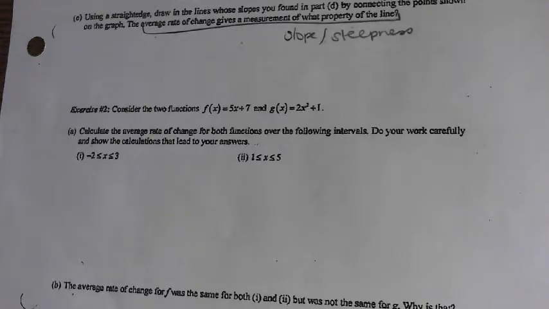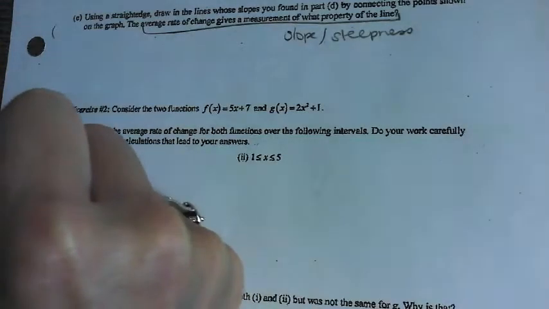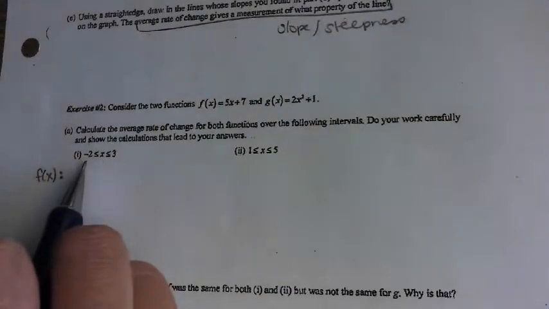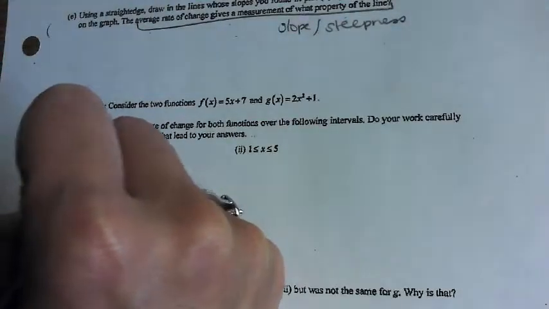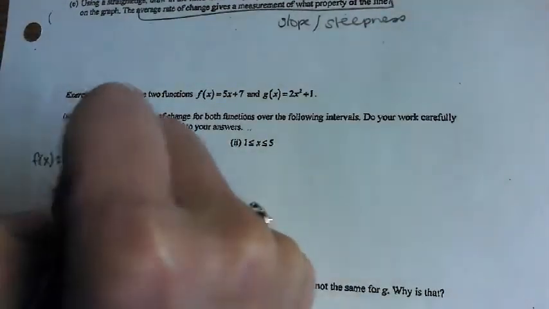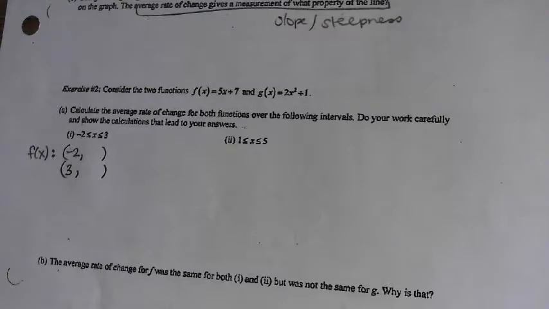Okay? So, starting with f of x. Before we can calculate the slope, we need to find the points. So, your interval is from -2, so that's -2 comma something, to 3. That's 3 comma something. How do I find the y coordinates that pair with those? Chris?